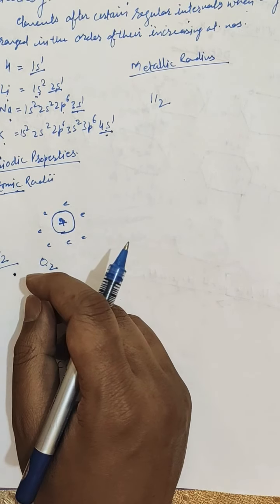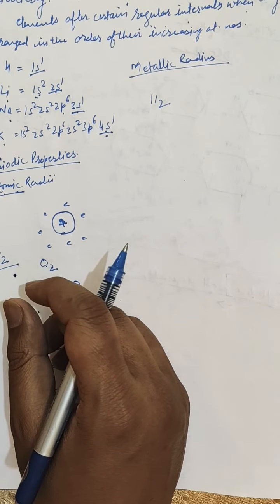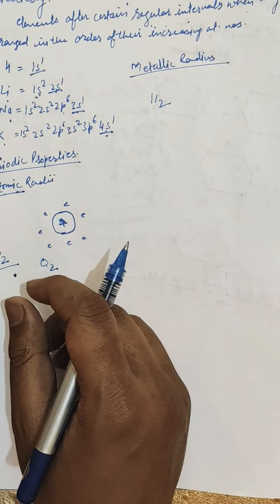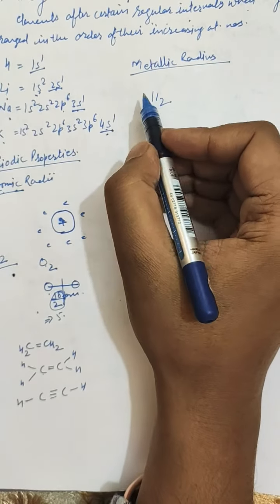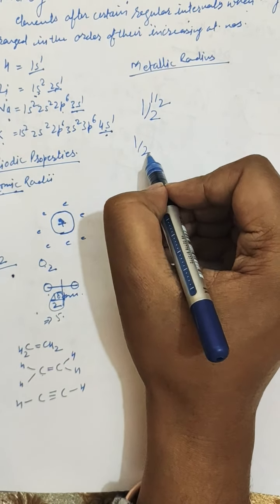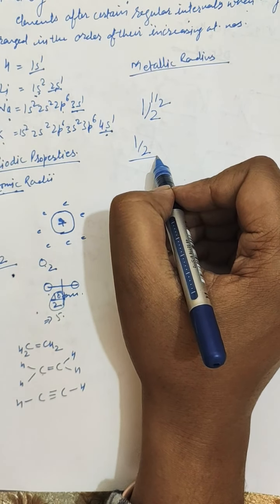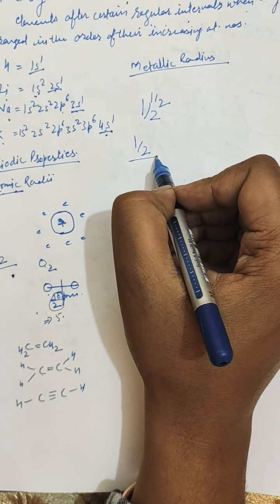Next is the van der Waals radius. Van der Waals radius is defined as one half of the internuclear distance between the adjacent atoms belonging to two nearest neighboring molecules of the same substance in the solid state. Let me repeat again, the van der Waals radius is one half of the internuclear distance. All the radii are measured between the two nuclei.